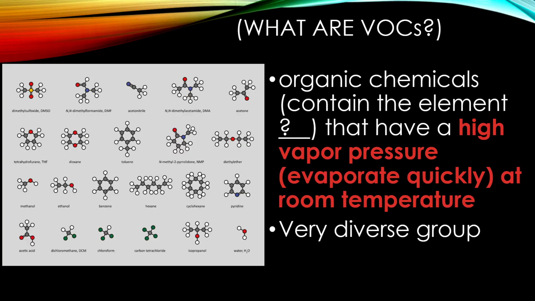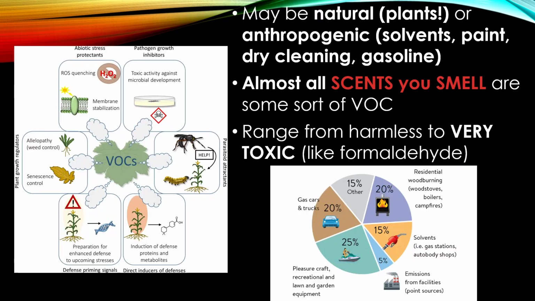So just a reminder, what are volatile organic compounds? These are just organic chemicals that contain what element? Carbon, and they have a high vapor pressure, which means that they can evaporate quickly at room temperature. And it's a very diverse group. There's a lot of different types of VOCs, so you can see from this image all of the different forms, and if you guys remember from our last video, there were many others from many different sources.